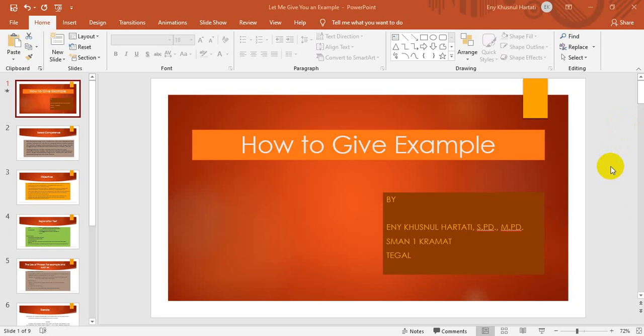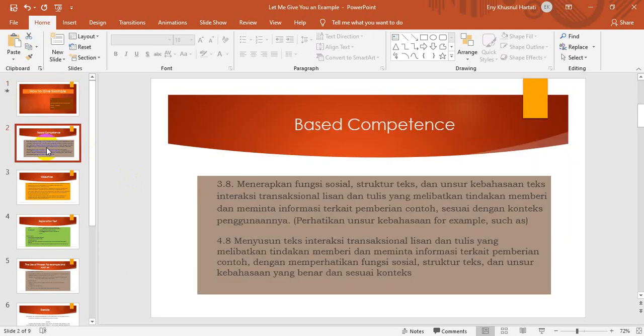Today, we will continue our class that we will discuss about how to give example. I think that all of you have known what is the meaning of example. Okay, before we start to know more about how to give example, we should know about the base competence of our class today.